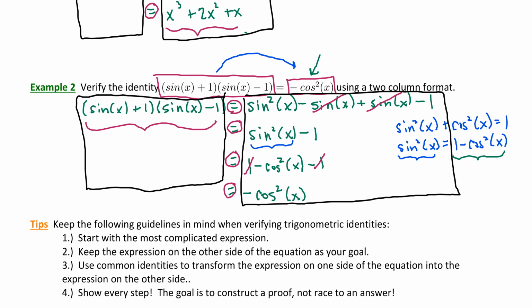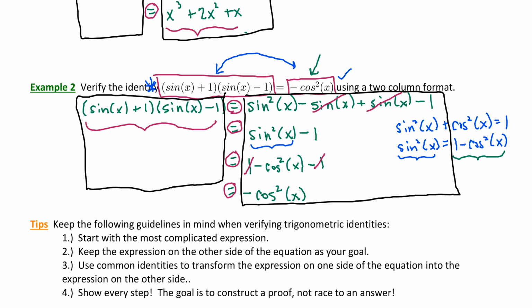Now, as we verify identities, there are a few things that can be helpful. So let's talk about some tips to keep in mind. Keep the following guidelines in mind when verifying trigonometric identities. Number one, it's usually easiest to start with the most complicated expression. In example 2, we started with the expression that had a pending operation that we could execute. That was more complicated than what we had on the right side. If I had started this proof with what's on the right side, I would have had to be much more creative to show how it can be transformed into the left side, though it could certainly be done.